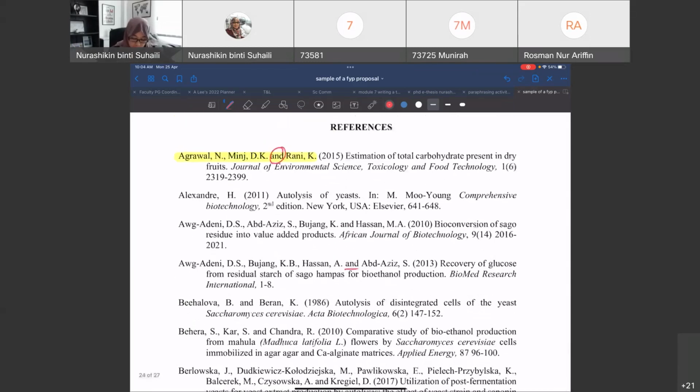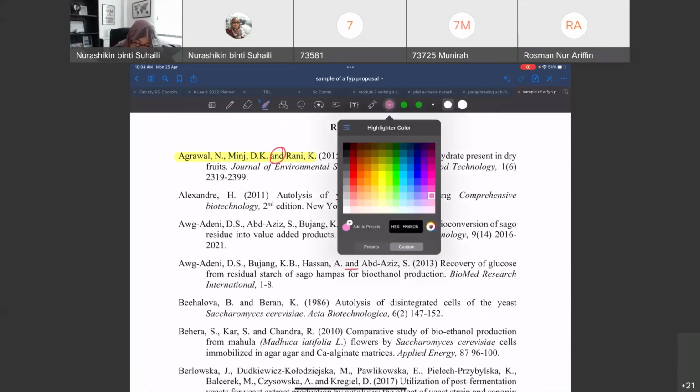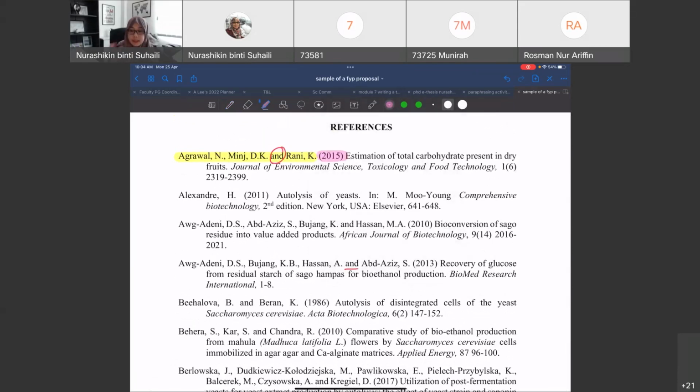That's one example. This is author's name. Another one is you have to look at year. The year must be in bracket. So every article must have the year in bracket as well. Sometimes what is not standardized, some references, the year is in bracket, some the year are not in bracket. Okay, so that's not standardized.